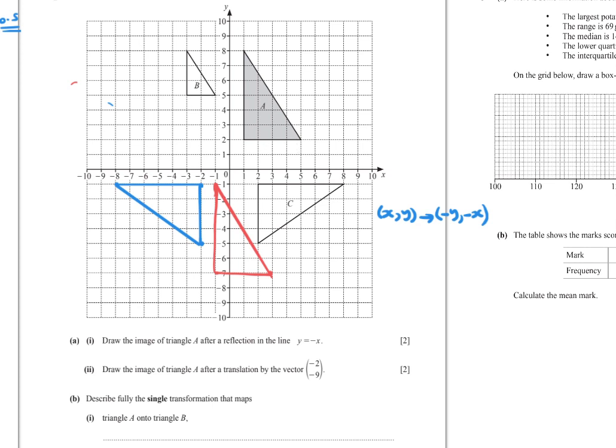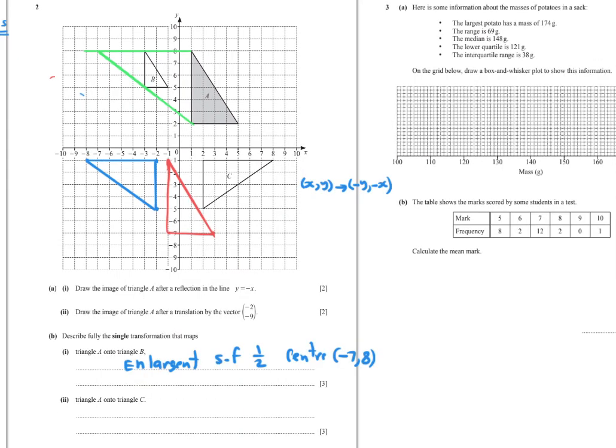To find the center of enlargement, join this point and its image, and this point and its image. They will meet at the center of enlargement. The center of enlargement is this point, negative 7 and 8. So from A to B, enlargement, scale factor 1 over 2, center negative 7 and 8.